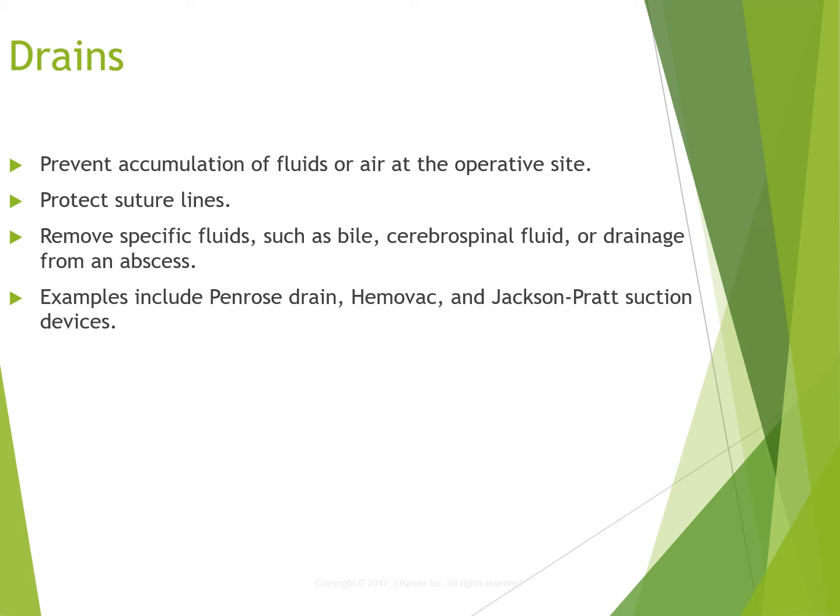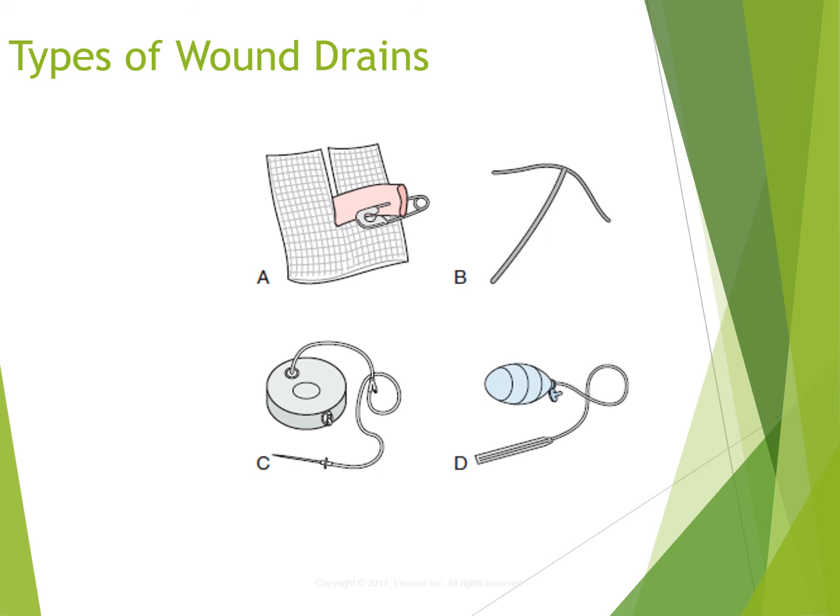Drains are put in to prevent accumulation of fluids or air at an operative site. They usually protect the suture line. They may be removing bile or drainage from an abscess. The examples we're going to give are the Penrose drain, the Hemovac, the Jackson-Pratt, and the T-tube. Here's a picture of the 4 drains that you're likely to see.